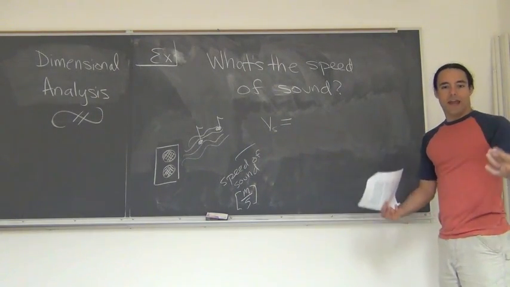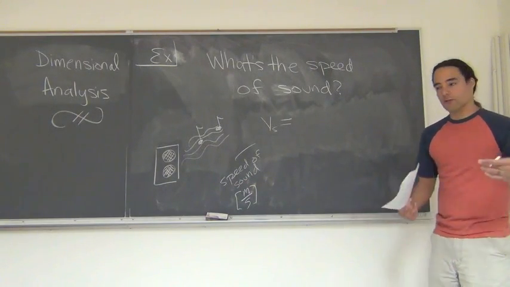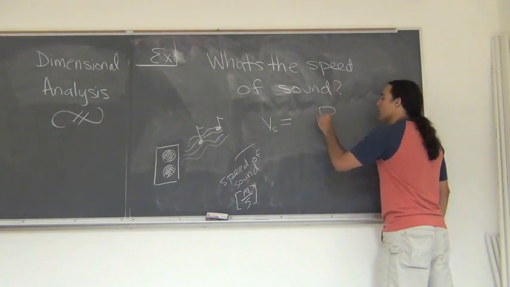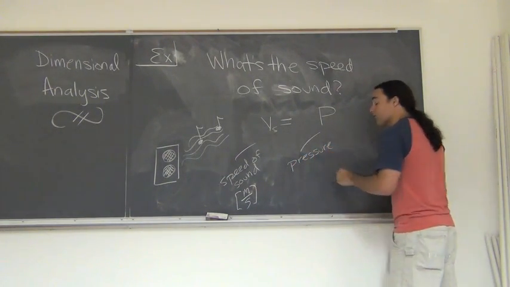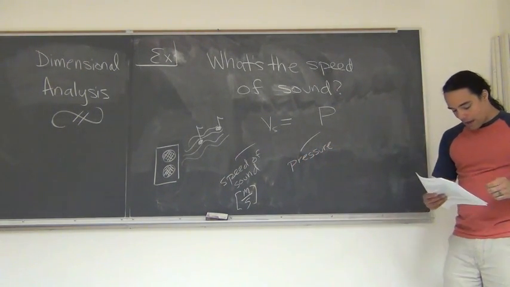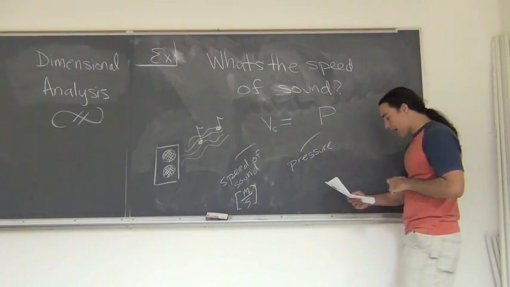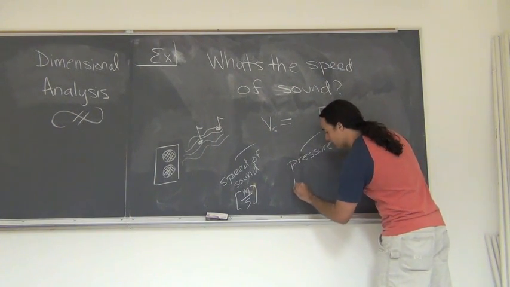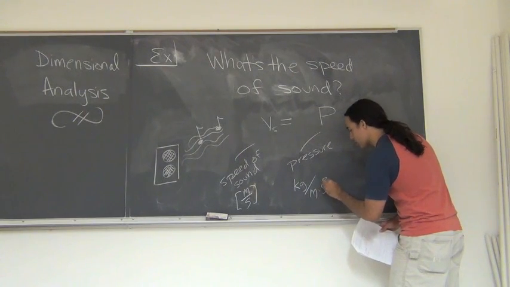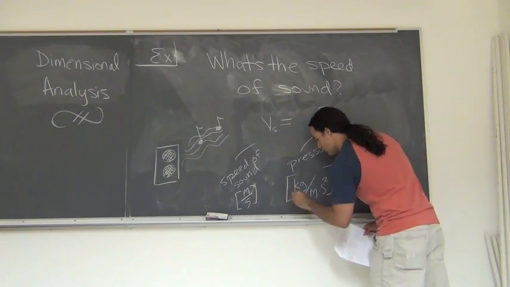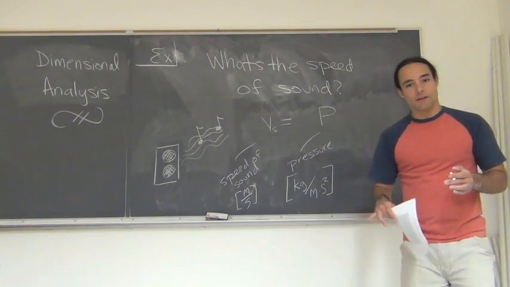Well, it could depend on the air pressure. Maybe changing the air pressure increases or decreases the velocity of sound. So I'm going to just put big P here. That's the pressure in the air. Now, air pressure, we've got to make sure we have the right units to get our dimensional analysis right. Air pressure is going to have units of kilograms over meters second squared. Okay, so that's one thing my velocity of sound might depend on.